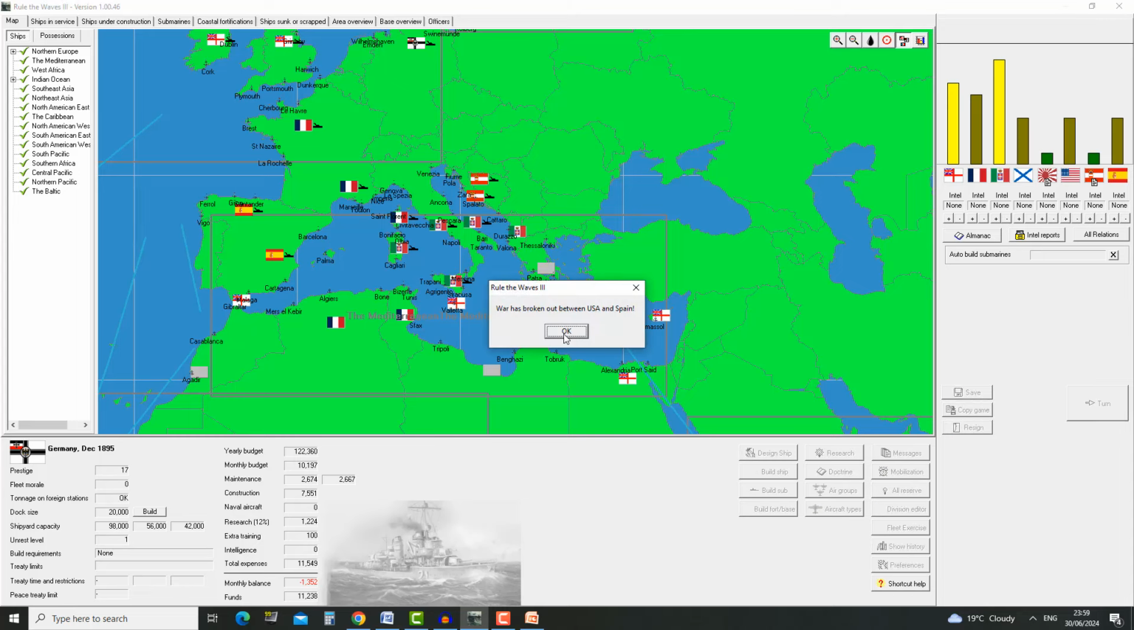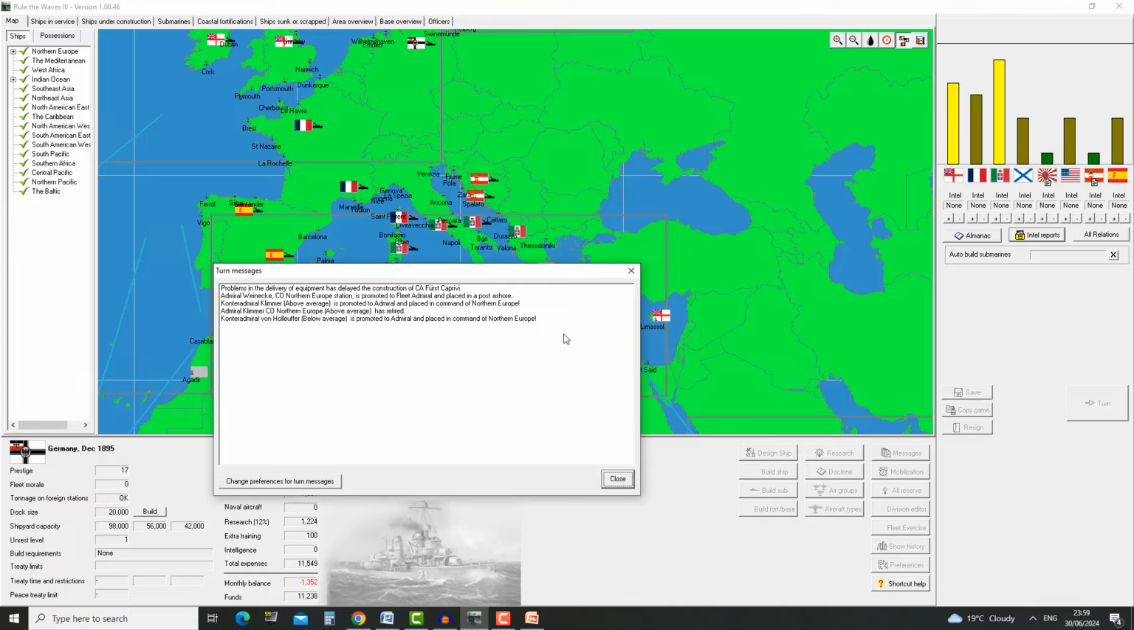War has broken out between USA and Spain. Okay, so finally a conflict. Problems in delivery of equipment has delayed the construction of First Caprivi. And Admiral Weinecke is promoted to Fleet Admiral and placed in a post ashore. Contra Admiral Klimmer is promoted to Admiral, and Contra-Admiral von Heuweifer is promoted to Admiral and placed in command of Northern Europe.